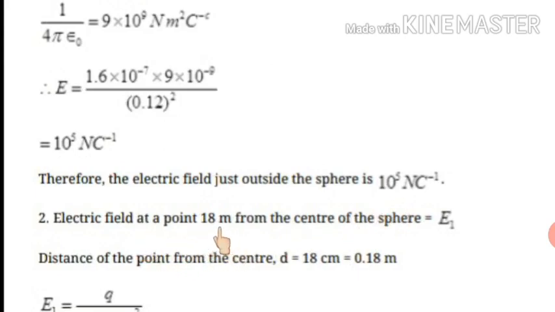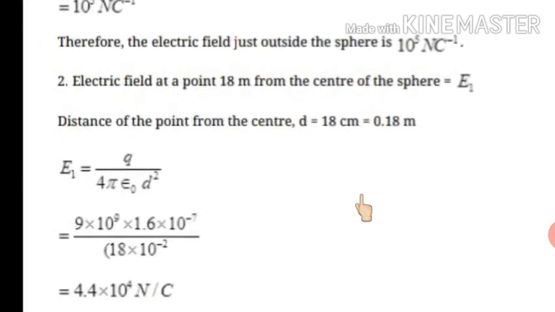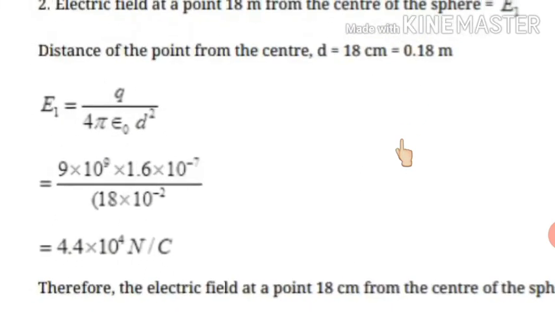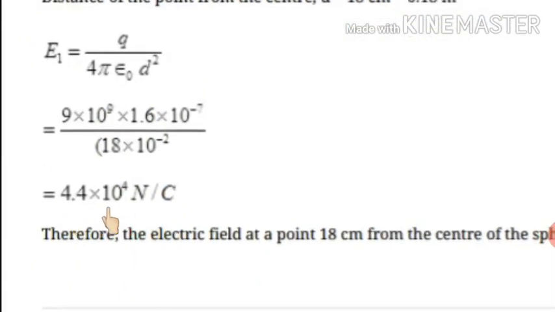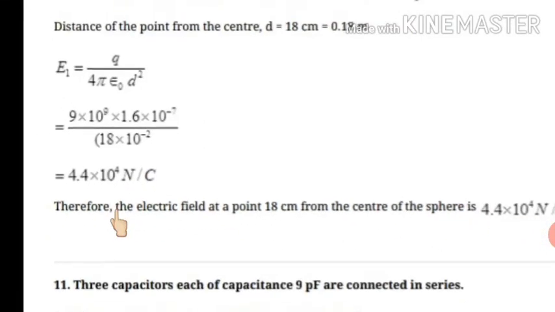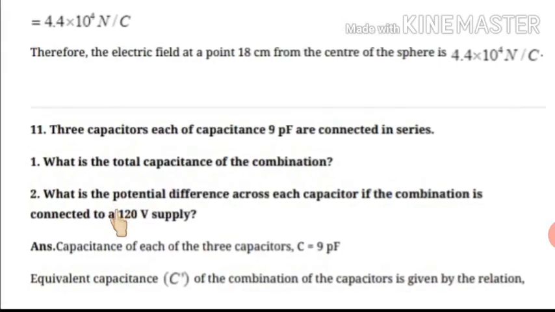Now the third part is how much electric field will be there at a point 18 centimeter from the center of the sphere. So this 18 centimeter we convert into meter. We divide it by 100, 0.18 meter. Again the same formula we use, Q upon 4 pi epsilon naught d square. The value of Q will be the same, 1 upon 4 pi epsilon naught is constant, that is 9 into 10 to the power 9. Simply the value of d will change. So in place of d we write 18 into 10 to the power minus 2. When we solve it, we have this value. So this is the electric field at distance 18 centimeter from the center of the sphere. So I think this is clear.